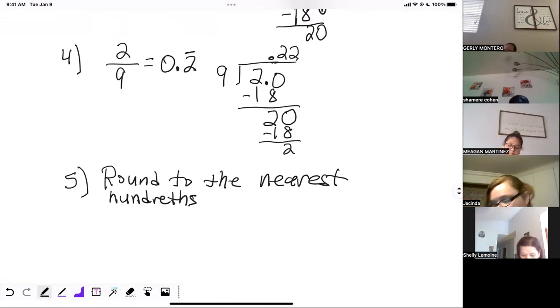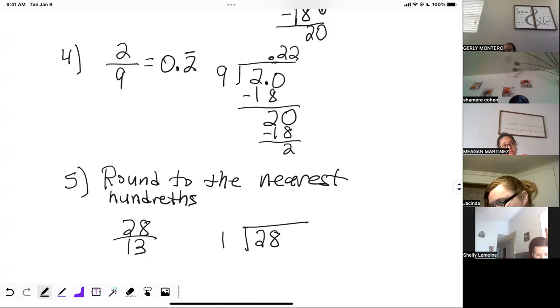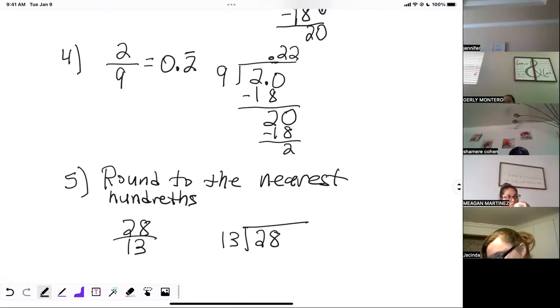All right, fine. Round to the nearest hundredths. And what was I writing? Oh yeah, 28 over 13. So pretty much it's going to tell us that this decimal is going to go on for a while, so we have to round it. So 28 divided by 13. Luckily, it's bigger than 1. So how many 13s go into 28? 2, which is 26. I have 2, but I'm going to bring down my 0.